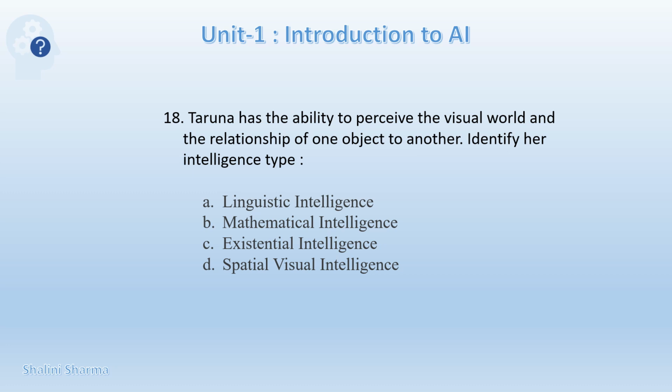Taruna has the ability to perceive the visual world and the relationship of one object to another. Identify her intelligence type. A. Is it linguistic intelligence? B. Is it mathematical intelligence? Option C, existential intelligence. And option D, spatial visual intelligence. This question talks about Taruna's ability to perceive the visual world and relationships with other objects. So the correct option is spatial visual intelligence.